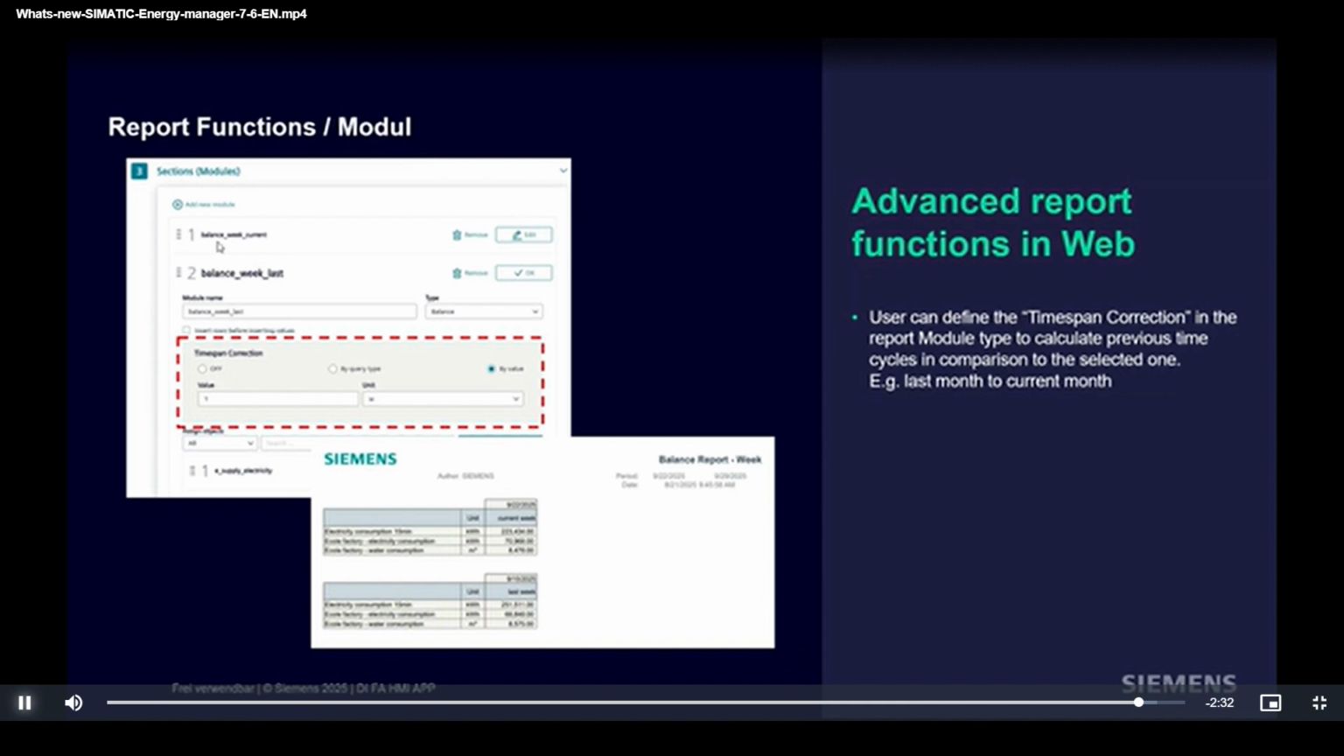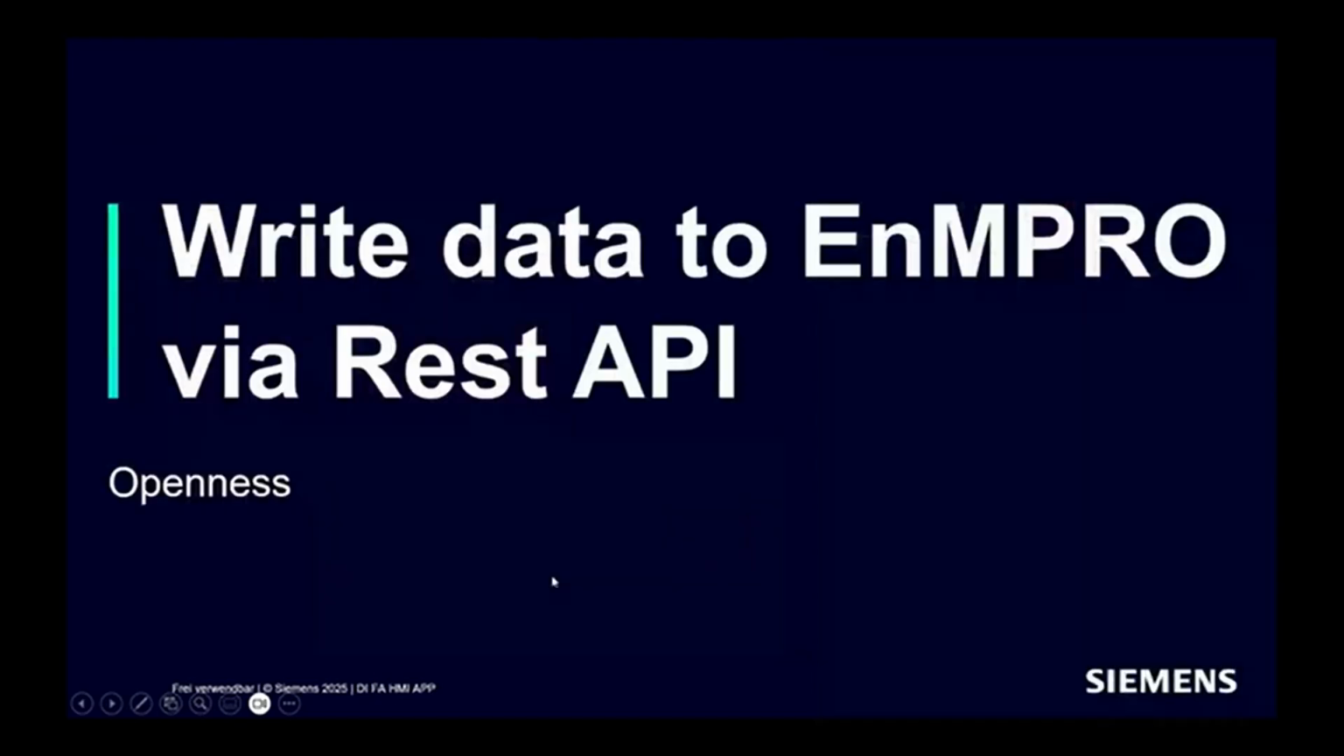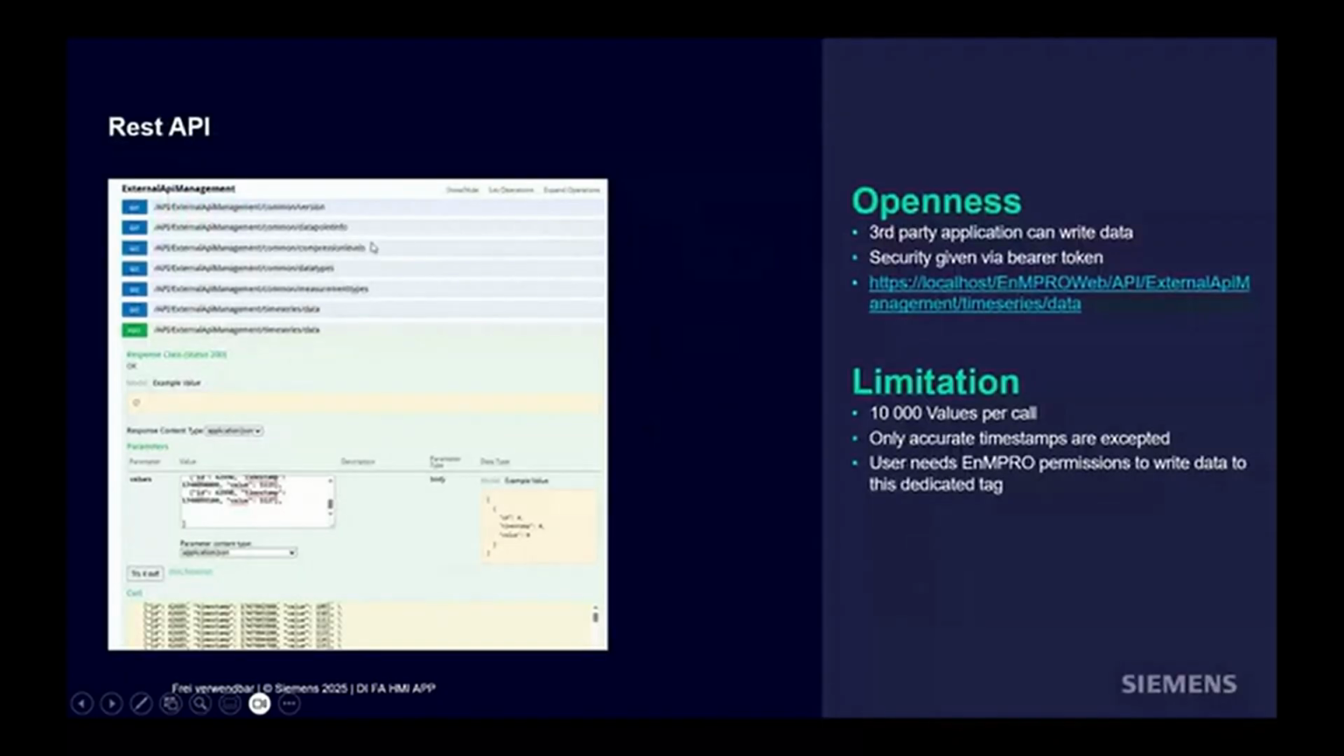We also have improvements in the report. Also in the web, you can now configure time span correction. That means if you want to show, for example, with one module the actual weekly balance and the last week balance, then you can use this time span correction. This was only available in the desktop client. So here we have a result where you will see all the consumption calculation or cost calculation from the current week you have started the report or from the last week.